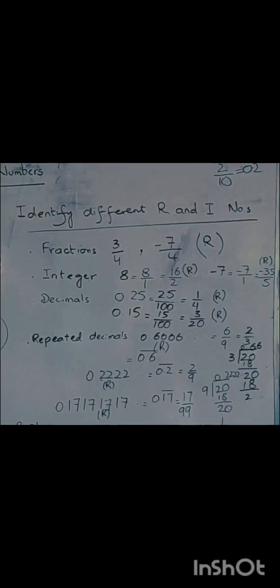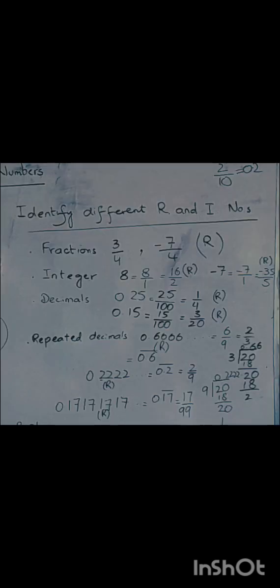So in rational numbers we have integers, whole numbers and natural numbers. Now we are going to see one by one which type of numbers are rational and which are irrational, keeping in mind the definition that rational numbers can be written in the form of p by q. So let's start with fractions first.